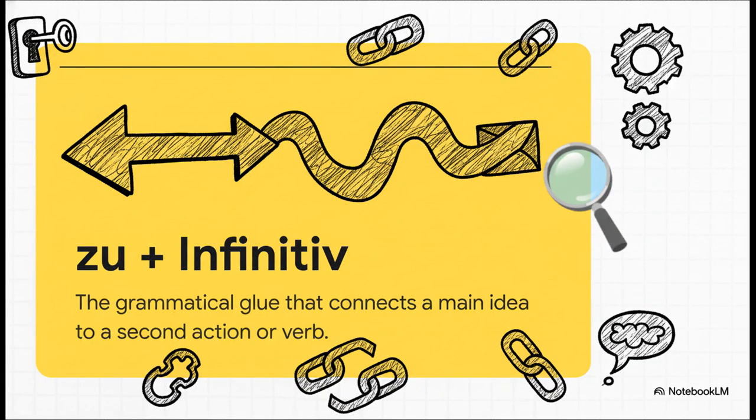The zu plus infinitive. Now, first things first, this isn't the zu that means to a place, like you're going to the store. No, you gotta think of this to as grammatical glue. It's just like in English when we say, I like to swim. The to there isn't about direction, it's just connecting like with swim. That's all to is doing here. It's the key that connects the whole sentence together.